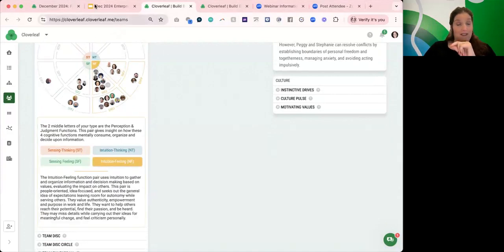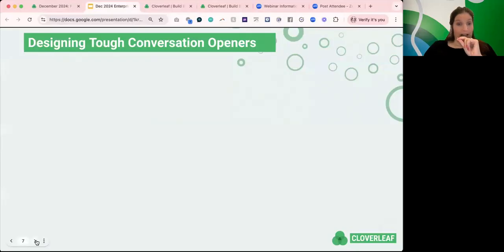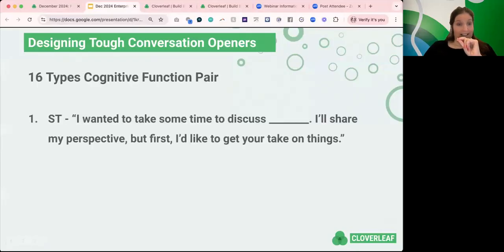I'm going to hop back onto the slides for a minute and share with you the openers. So let's talk about the ST first. The ST is logical, practical, and they want to know details up front, so you can get to the point quicker.